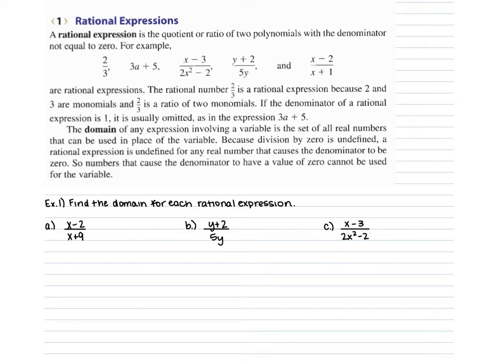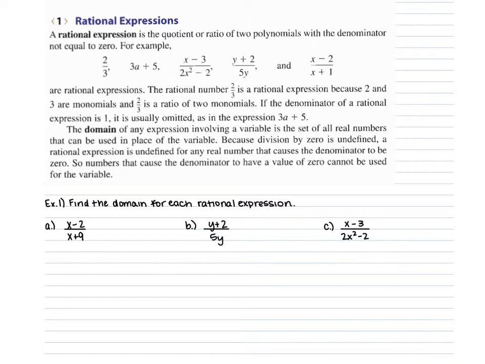When we do these and find your domain, you will be representing them using interval notation. So if you remember from section like 1.1 and 1.2 from this year, that interval notation is going to come back, and you're going to be using that again. So if we look at example 1, we're told to find the domain for each rational expression. For example A, we're given x minus 2 over x plus 9.